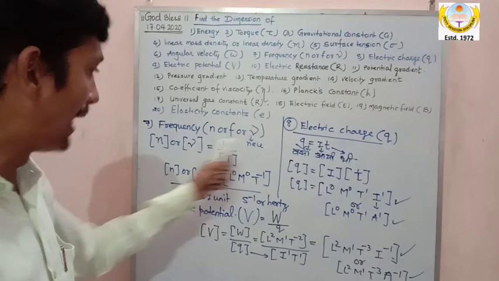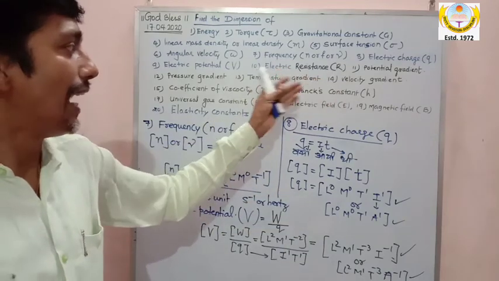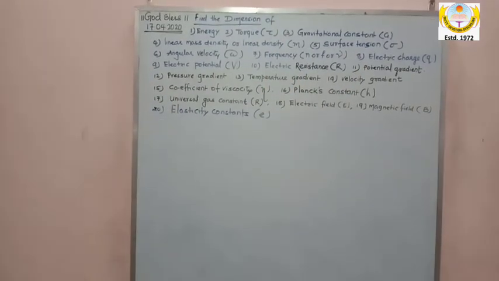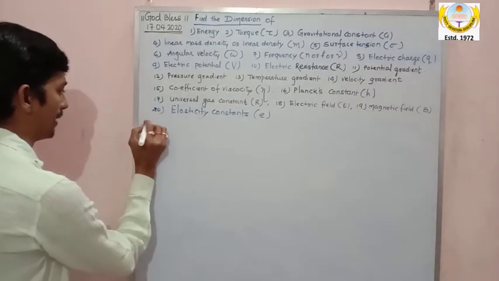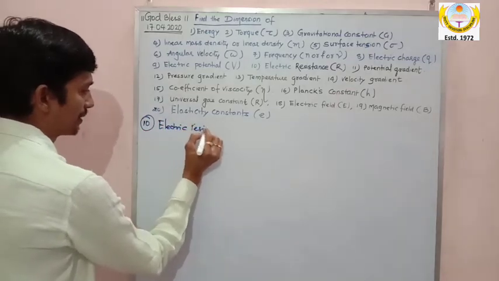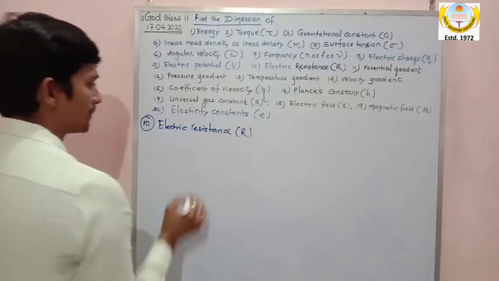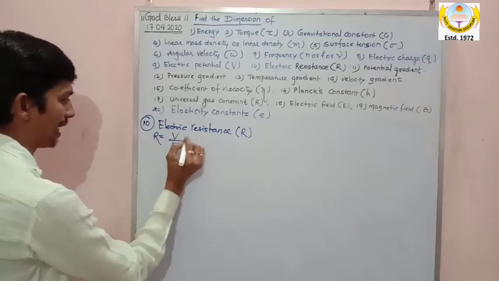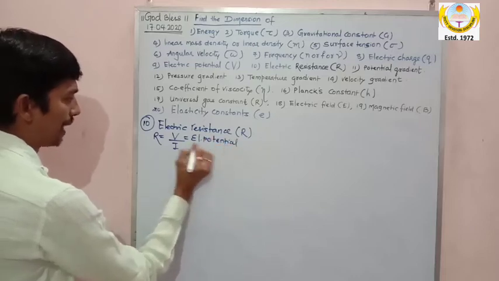Pause the video, write it down, and then I will go for dimension for electric resistance and potential gradient. So my dear, the next dimension is electric resistance. Now here I am writing dimension number 10, electric resistance, or you are saying normally resistance, denoted by R. So now my dear, you all know that R's formula is V upon I, that is electric potential divided by current.